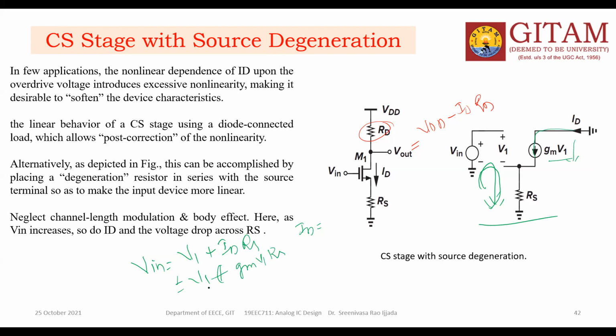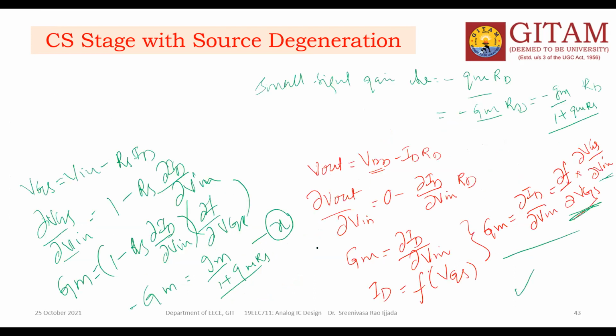This equation, okay. Otherwise, keep this equation as it is, V1 plus gm into V1 into RS. Keep this equation. So from this equation, you can see one thing. We know one equation, that is capital Gm is equal to small gm by 1 plus gm into RS. Here this equation, this is X, I told you.